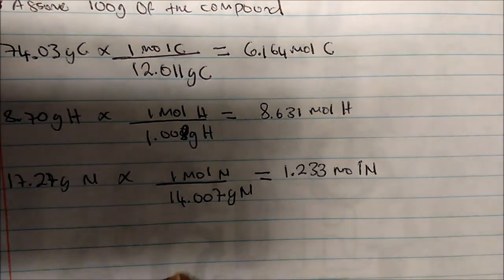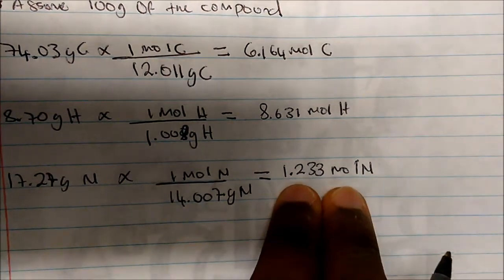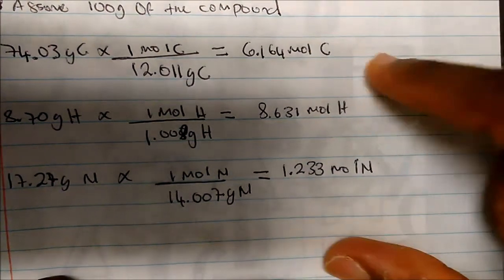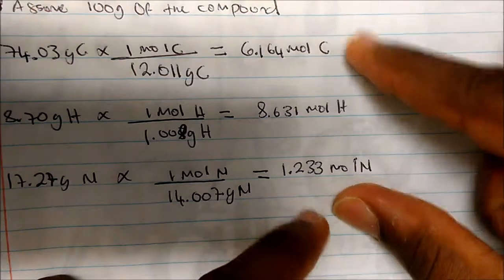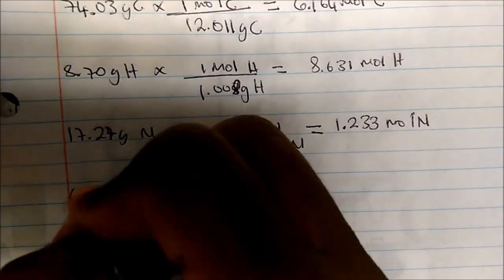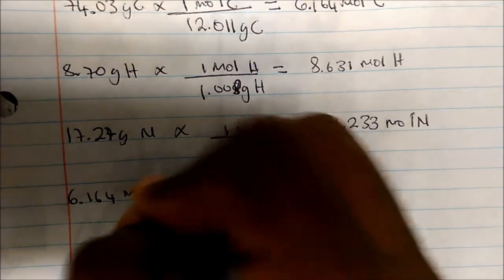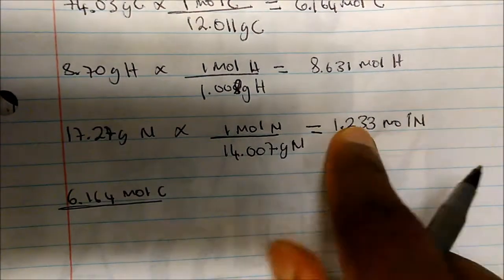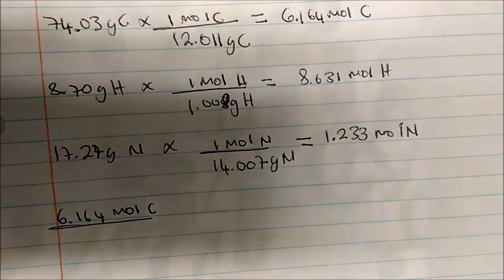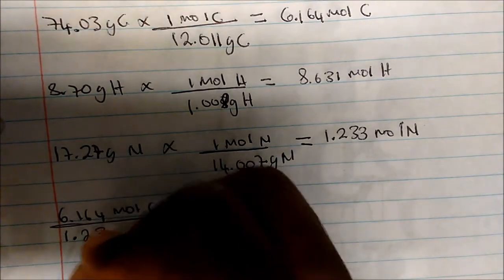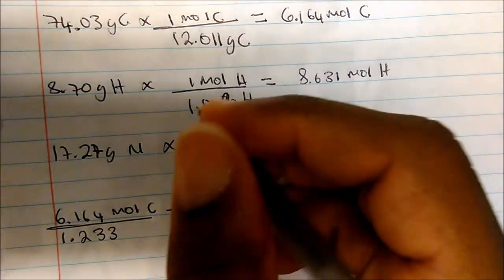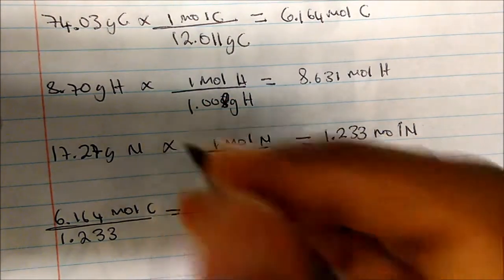Now what becomes apparent is that I take the number that gives me the least amount of moles, and I divide all the numbers of moles by that number. Starting with carbon, we have 6.164 moles of carbon. I'm going to divide that by the lowest number, which happens to be 1.233 out of all these numbers. So let's put that in my calculator.